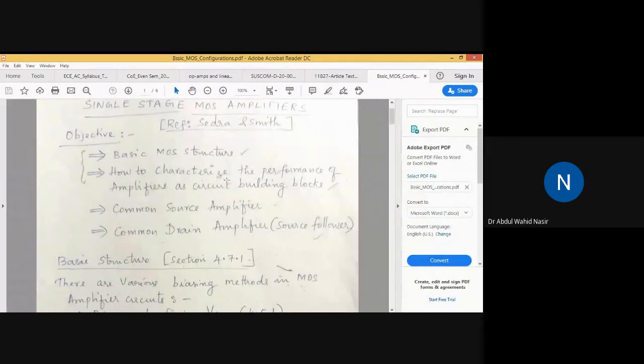Then we'll see the two types of amplifier using MOSFET. The first will be the common source amplifier, and then we'll be seeing the common drain amplifier, the source follower. So these things basically we will cover in this module 2. After we finish module 2, we'll start module 3.